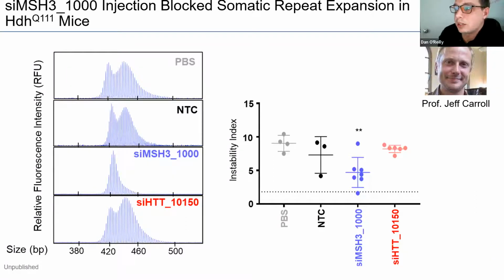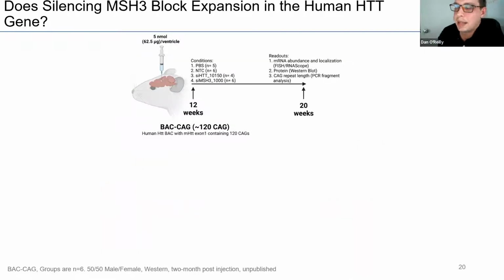So whilst preliminary data, we were very confident that we could block expansion, but naturally we wanted to repeat the study. And for that, we actually chose the secondary mouse model. So this is BAC-CAG. Essentially, it has 120 CAG repeats. It undergoes expansion, and most importantly, it has the fully humanized mutant Huntington gene. So now we can be more certain, if we see blocking of expansion, that it could impact human biology. So again, we injected PBS, NTC, the same conditions at the same ages as well.